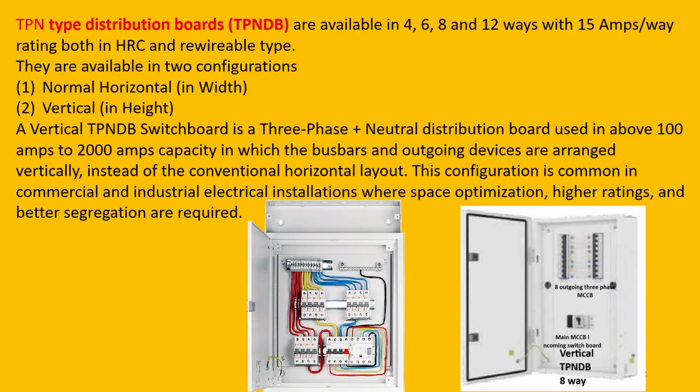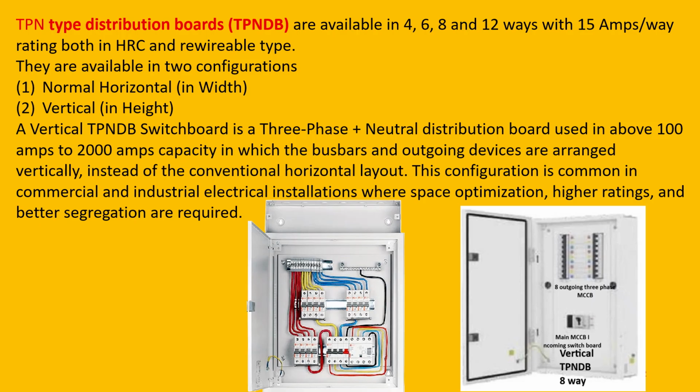TPN type distribution boards (TPN DB) are available in 4, 6, 8 and 12 way, each way having 15 amperes per way rating. They are available in two configurations: normal horizontal in width, and vertical in height.